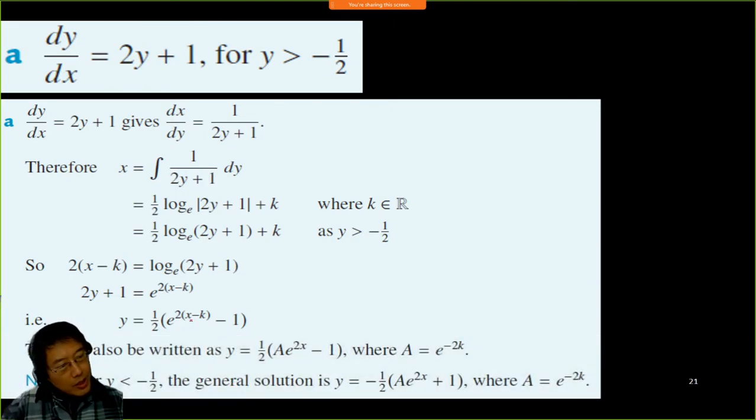Something to annotate here: if you separate using your index law, you have e of 2 bracket x minus k. If you expand that, you're going to have a factor which is exponential of negative 2k, which is that one. As it is constant, we can rename it to a different constant. The notation usually is capital A because it's a coefficient in front of e. We make it capital to differentiate from the lowercase, so it's a convention. So it's a factor in front of the exponential.